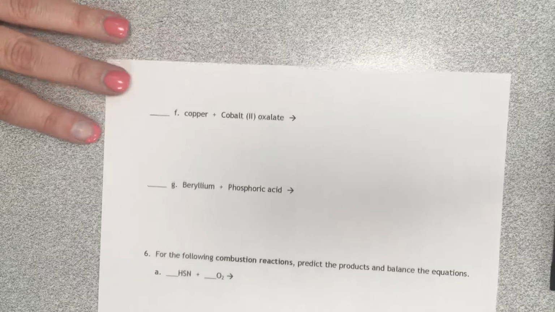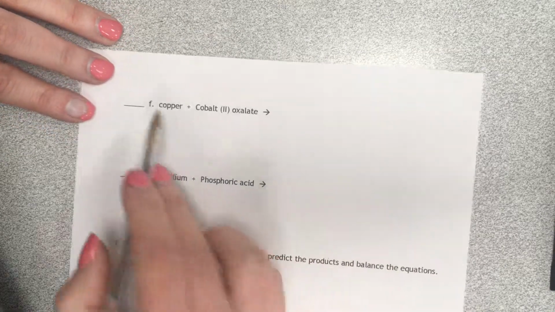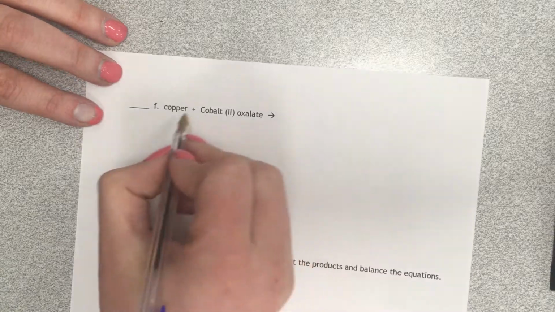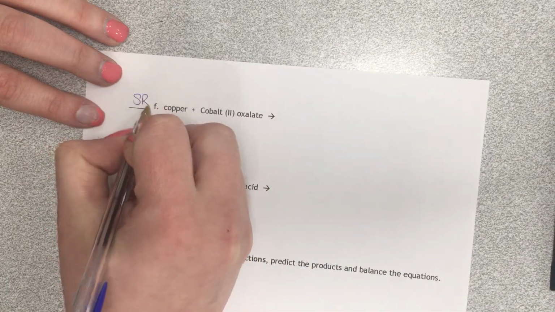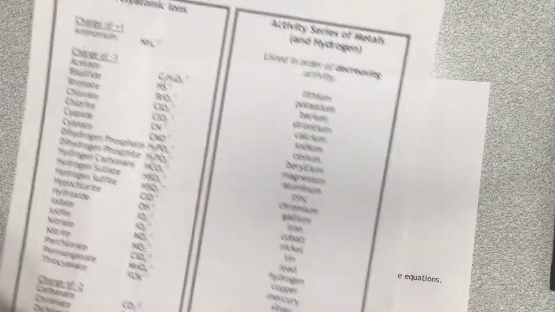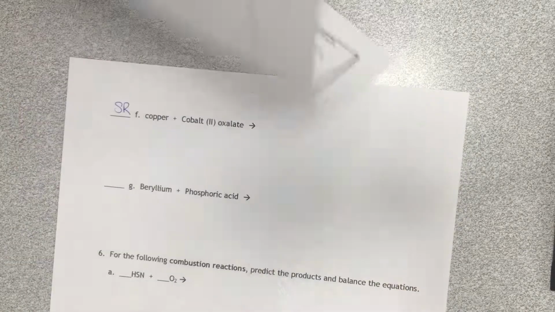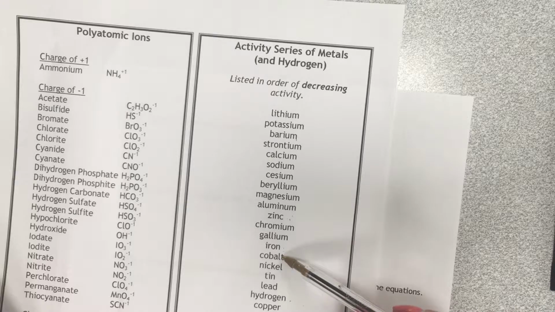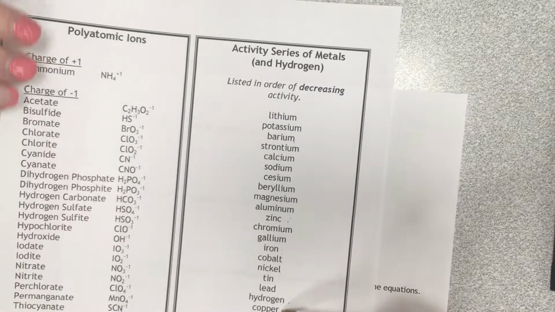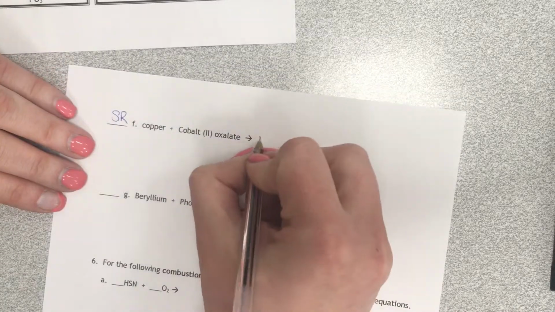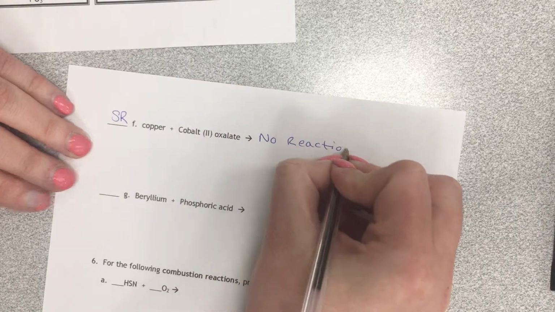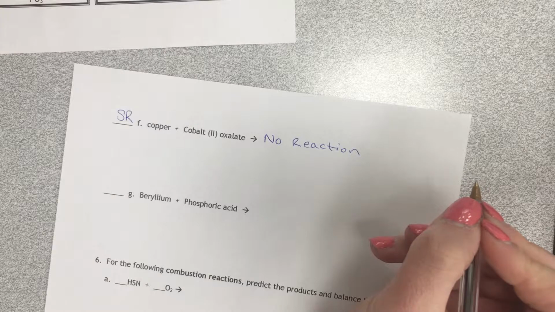Last paper. All right, so we have copper plus cobalt 2 oxalate. So this looks like, again, a single replacement. Let's look at our activity series sheet and see if copper is higher than cobalt. So we have cobalt. Copper is lower, so actually there's no reaction. Yes, I was hoping for that because I am tired. No reaction. That's super easy, okay?